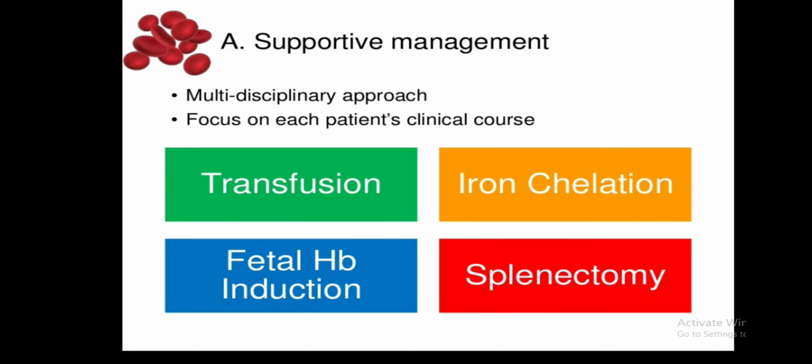So the management is basically transfusion, prevention of iron overload by iron chelation, and methods to increase fetal hemoglobin induction by drugs like hydroxyurea can be used in beta thalassemia major, and splenectomy when there is hypersplenism or mechanical obstruction due to the massive splenomegaly.